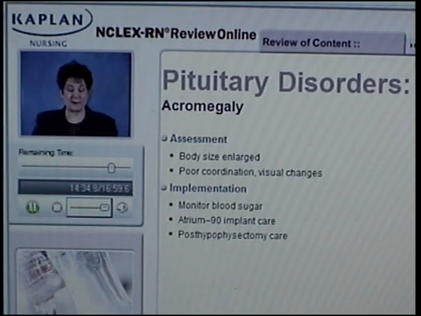The patients will complain of poor coordination, and they will experience visual changes. Treatment for this, or implementation, you want to monitor blood sugar, because that can be a problem. They use implants with Yttrium-90, and again, whenever we talk about radioactive implants, you need to remember the care that goes with those particular treatments. And they can do a hypophysectomy, and again, the type of post-op care that would be needed would go with that.